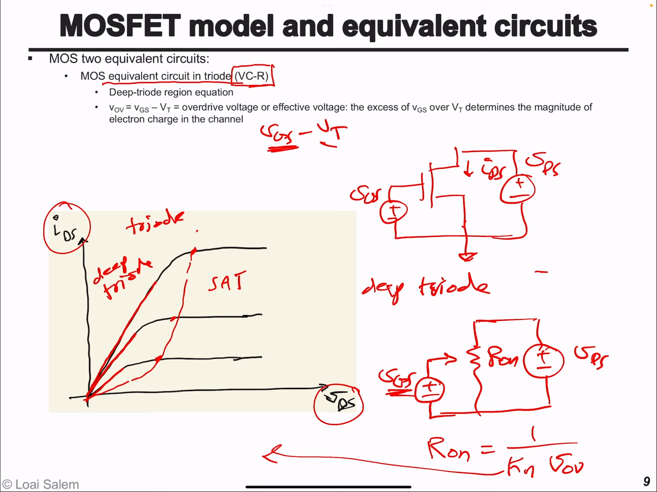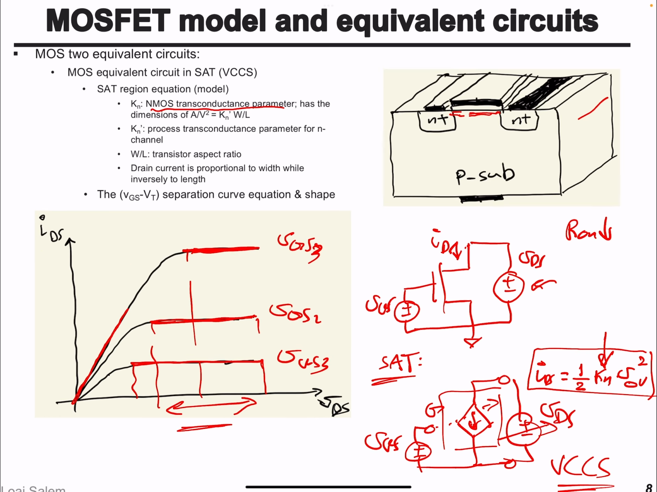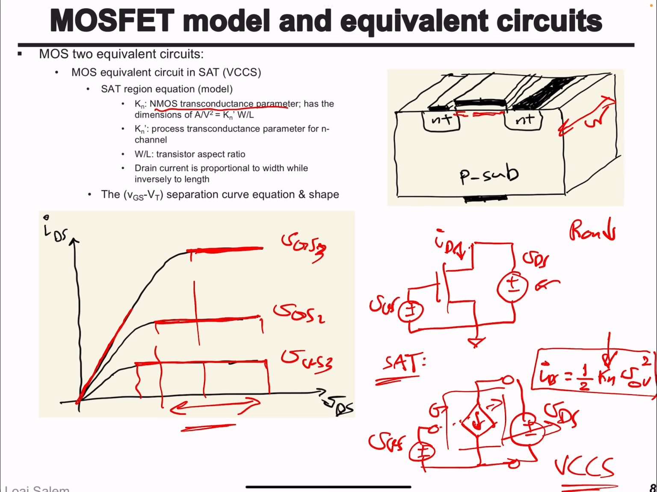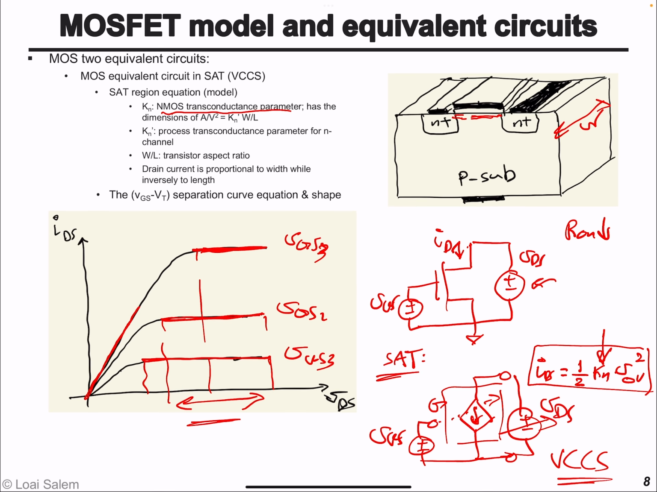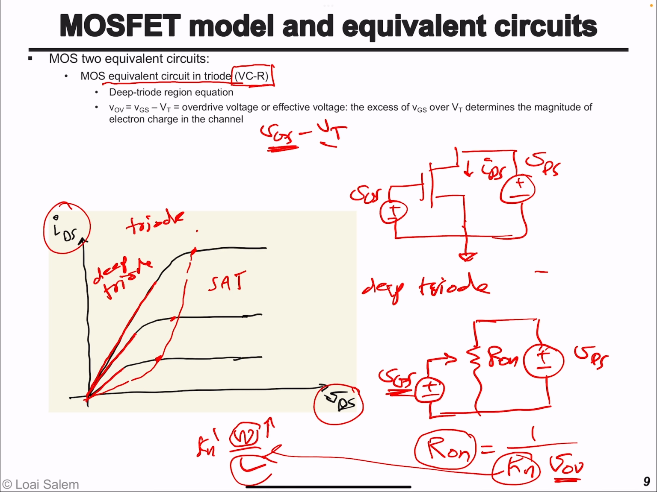So again, the equivalent on resistance of the transistor can be improved by increasing the gate to source voltage. Also, it can be improved because Kn is equal to Kn bar times W over L. The equivalent on resistance can be improved by increasing the width of the channel of the transistor, and also by reducing the length of the channel, L.